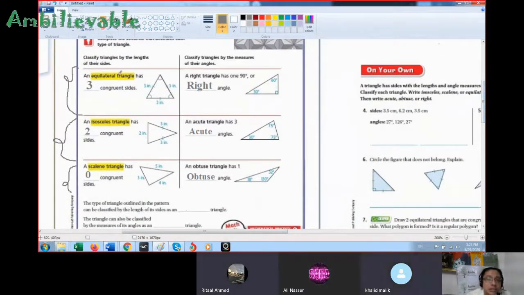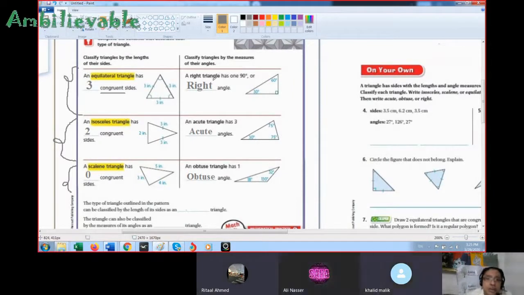Equilateral triangle. Congruent. Isosceles and scalene. Scalene triangle has two congruent sides. Okay. Correct. Oh, very good. Has zero congruent sides. Okay.